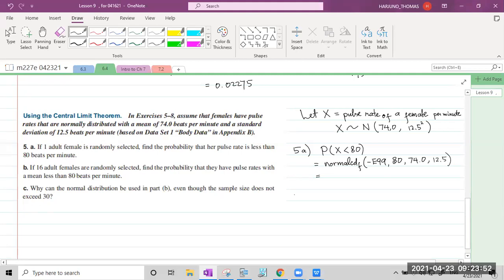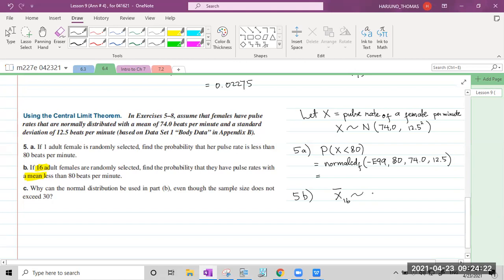Okay, now let's see part B. If 16 adult females are randomly selected, find the probability that the mean of the 16 pulse rates from these 16 females will be less than 80 per minute. So X bar 16, that's what we want, right? The pulse rate average of 16 adult females.